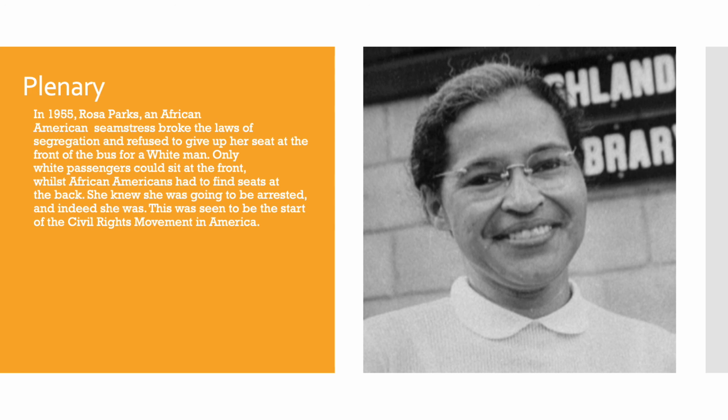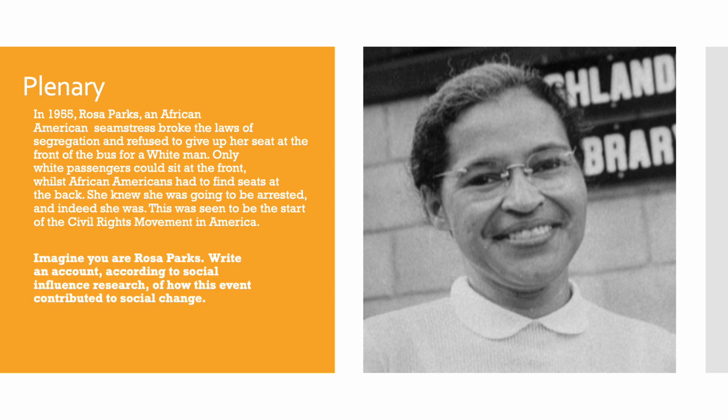So I want you now to imagine that you are Rosa Parks and write an account according to the social influence research that we've talked about. So the 5 steps of the conversion process of how this event contributed to social change. So consider, why was this event so influential, and which of the steps did this have? Okay, so it doesn't have to be really long, maybe even a paragraph.